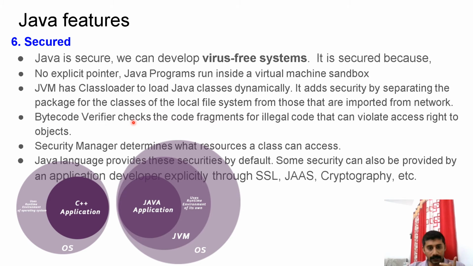And the bytecode verifier is also part of the JVM. We already discussed it when we learned about the JVM. The bytecode verifier checks the code fragments for illegal code that can violate the access rights to objects. Then the security manager determines what resources a class can access. The Java language provides these securities by default. Some security can also be provided by an application developer by explicitly using secure socket layer, or other application level security can also be added. The platform itself provides a lot of security mechanisms by default.